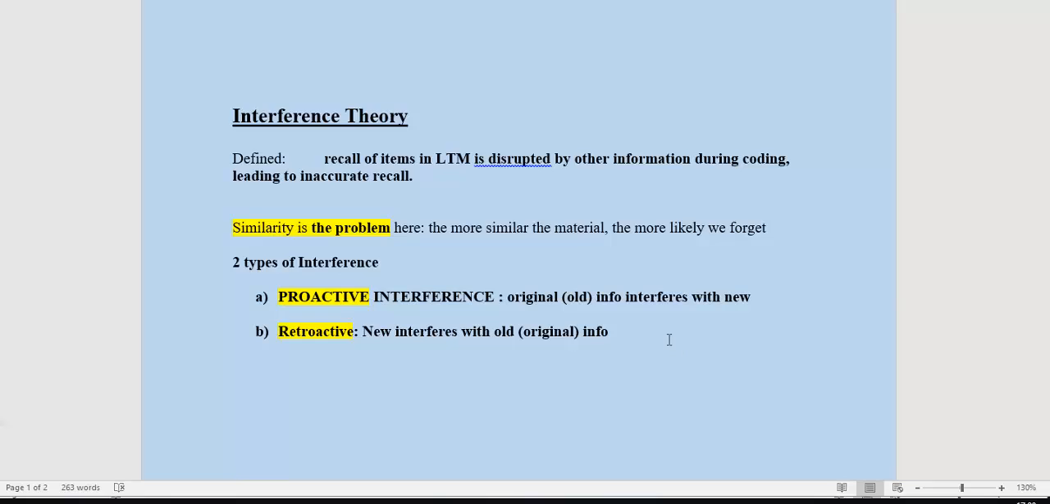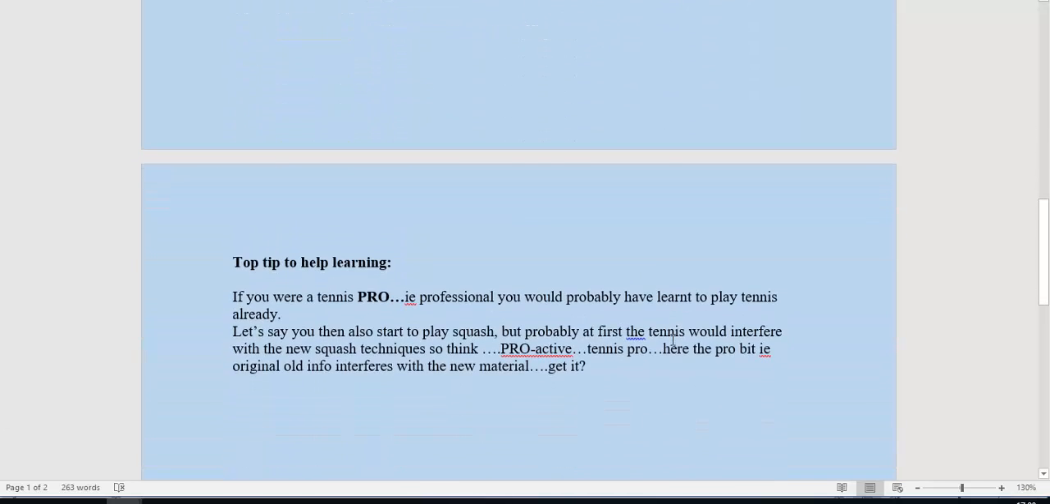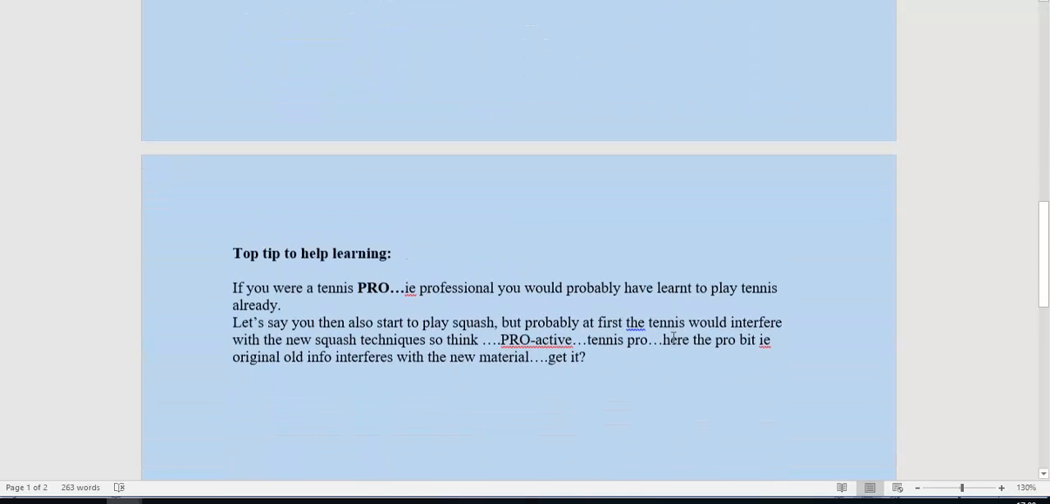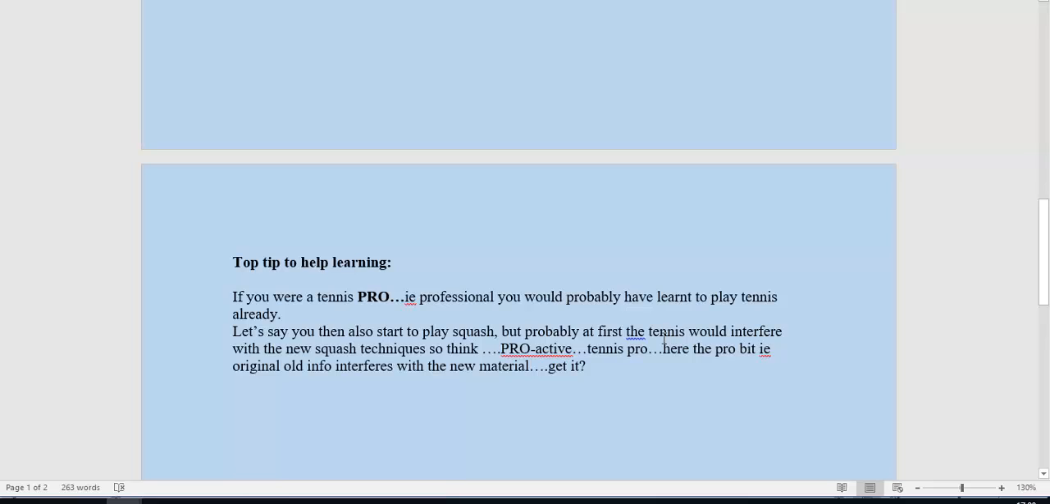So my recommendation is that you have a go and you learn this funny little idea. A little mnemonic, if you like, or a memory idea to help you. So let's say you're a tennis professional. And obviously you are good at your tennis. You must have played a lot of tennis, so it's really securely in your memory.